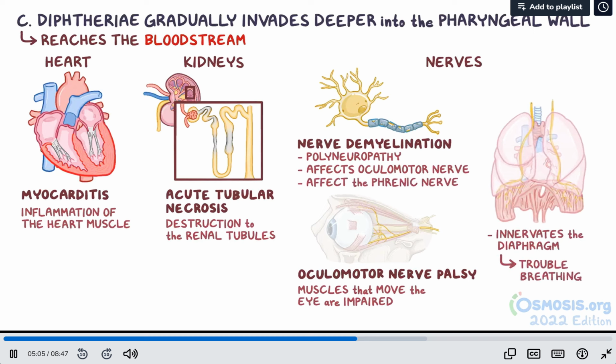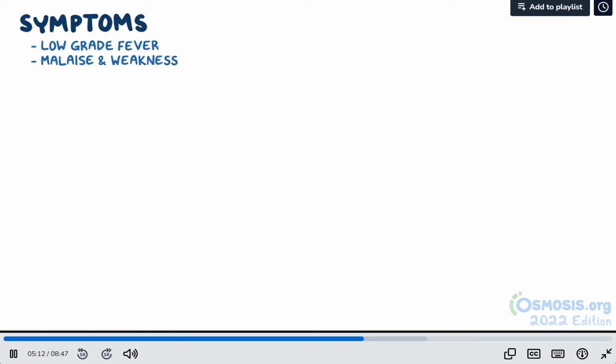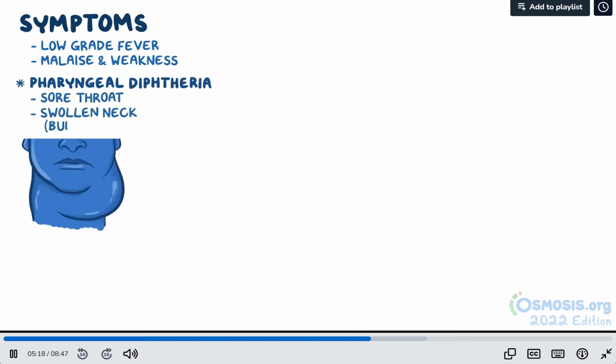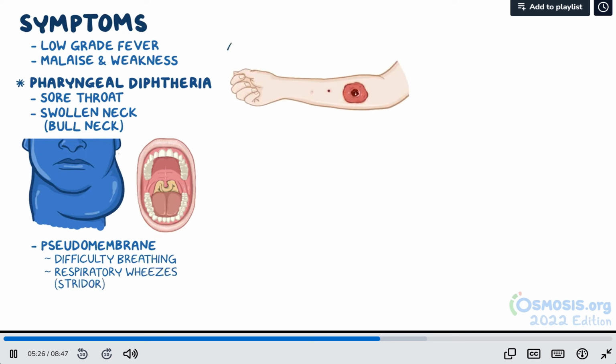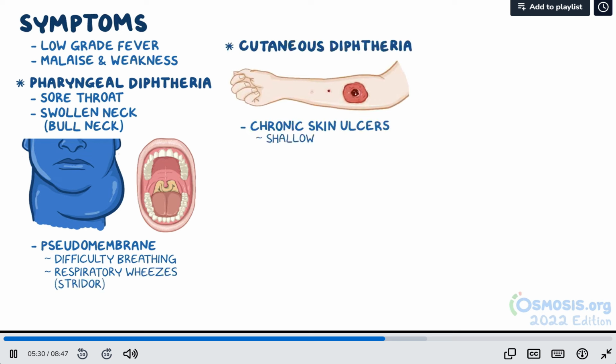Regardless of the affected system, people with diphtheria infection present with symptoms of low-grade fever, general malaise, and weakness. In pharyngeal diphtheria, people present with sore throat, a swollen neck that people commonly call bull neck, and the pharyngeal pseudomembrane formation that usually can cause difficulty breathing associated with respiratory wheezes or stridor. In cutaneous diphtheria, there are typically chronic skin ulcers, which are shallow.